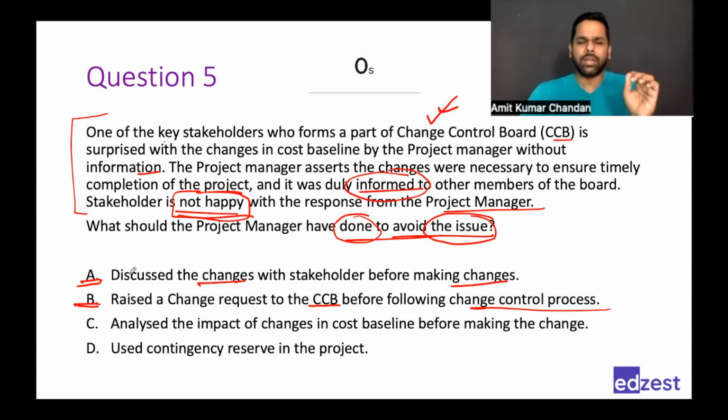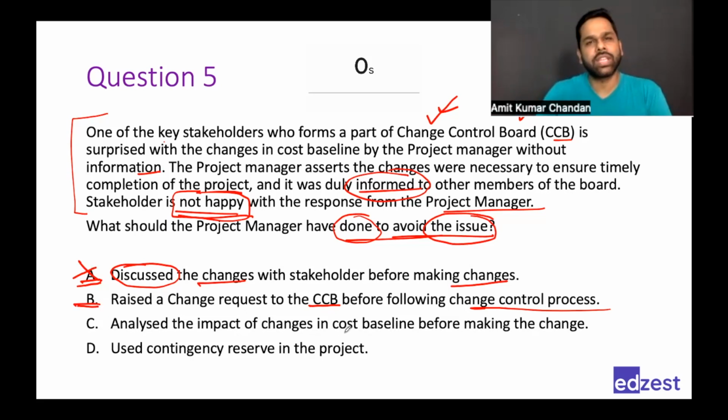A is a little bit loose in terms of saying that we will discuss the changes before making the changes. Just discussion might not help. If you are making some changes, we need approvals. Hence, A is not that good a choice. B is good. Then we go to C.